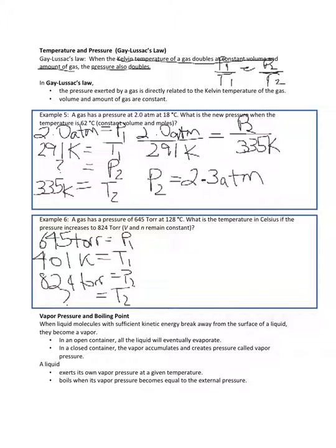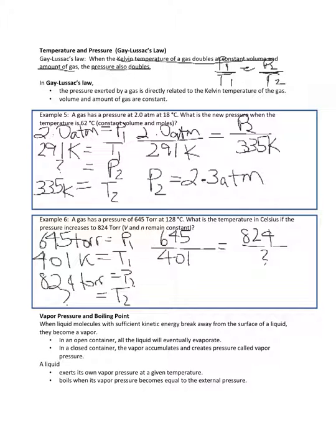So again, let's put this in our equation. We have 645 divided by 401 equals 824 divided by our question mark. Again, don't forget that the question mark is in your denominator. Right? It's in your denominator. So please do not multiply both sides of this equation by 824.